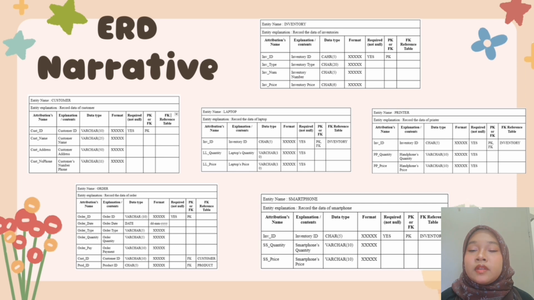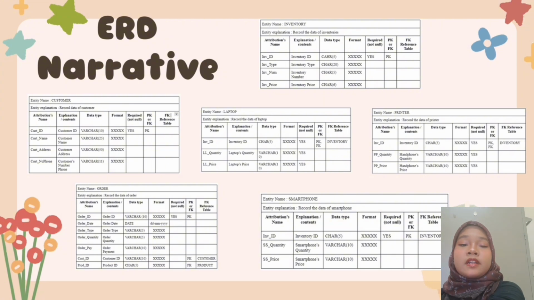Next is printer. In printer, the attributes are inventory ID, which is the primary key and foreign key, printer quantity, and printer price. For order, the attributes are order ID, which is the primary key, order date, order type, order quantity, order payment, customer ID, which is a foreign key, and also another foreign key, which is inventory ID.